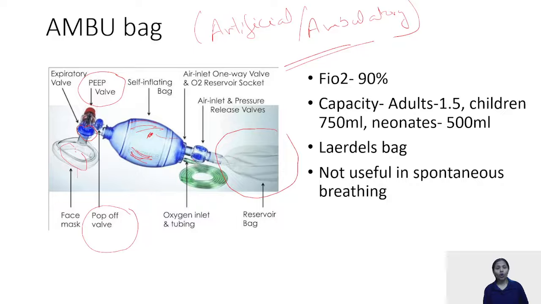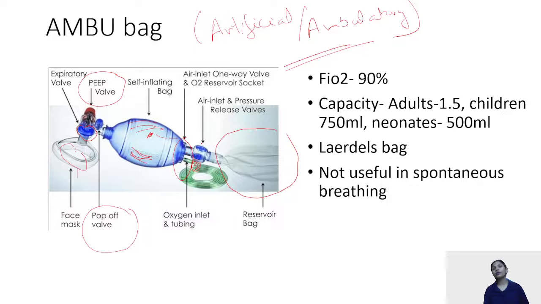We have an oxygen inlet tubing which is attached to the fresh gas flow of oxygen. And here also we have an air inlet, one-way valve and oxygen reservoir socket. This is present here. And here again we have a pressure release valve to protect the AMBU from excessive pressures. Okay, this is the AMBU.